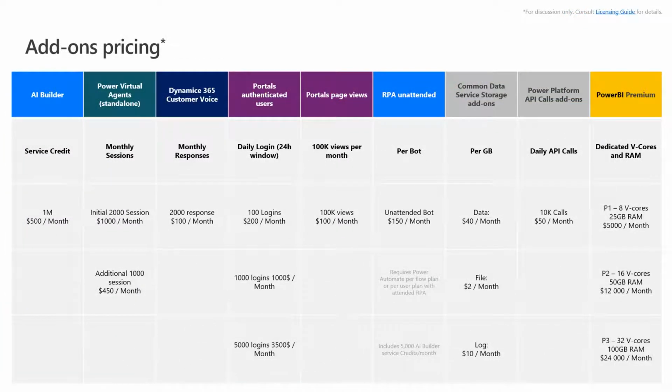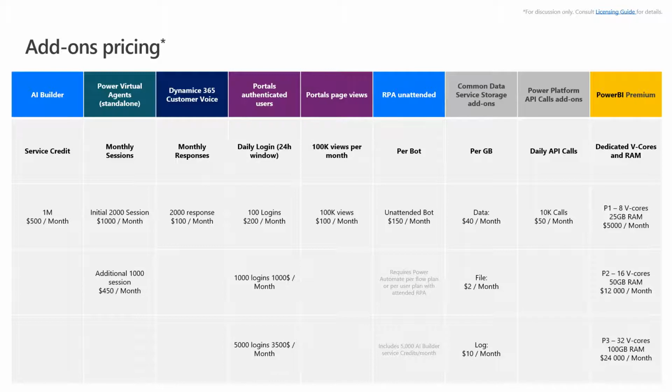One of the other slides I'd like to talk to you about is the add-ons pricing. Everything has got a top-up price. So whatever you do, you're going to end up topping stuff up. Like Power Virtual Agents: for an additional 1,000 sessions, you're paying $450 a month instead of $1,000 a month. When you're looking at customer voice, for an extra 2,000 responses, you're paying $100 a month. The portals one is staggered, so you can actually be paying $3,500 a month for 5,000 logins. With your page views that are 100K, you're paying $100 a month. From an RPA unattended perspective, you're looking at $150 a month for an unattended bot.